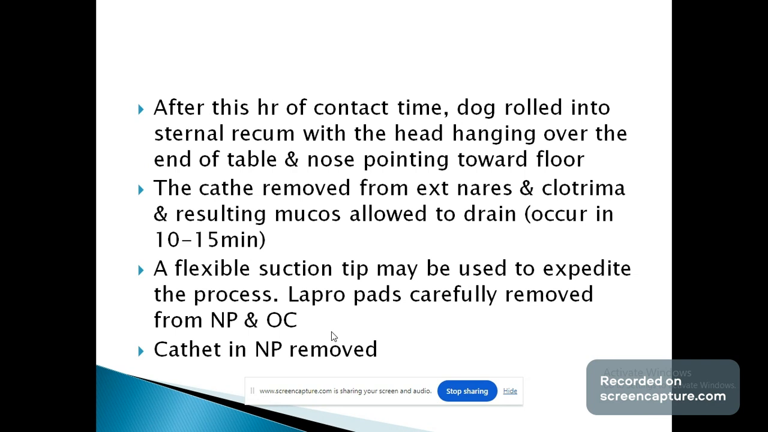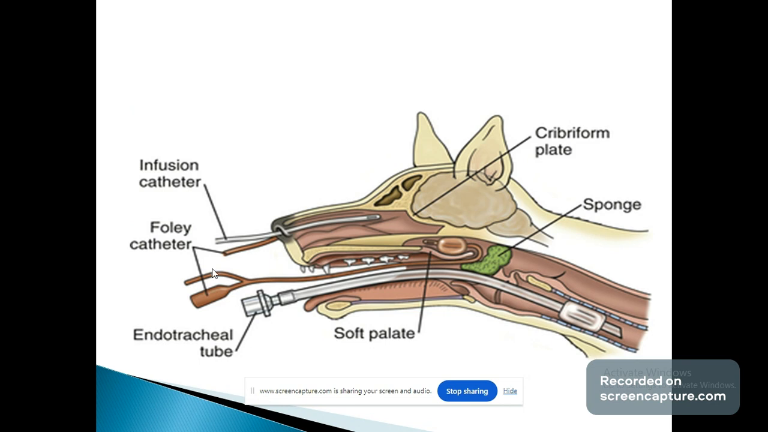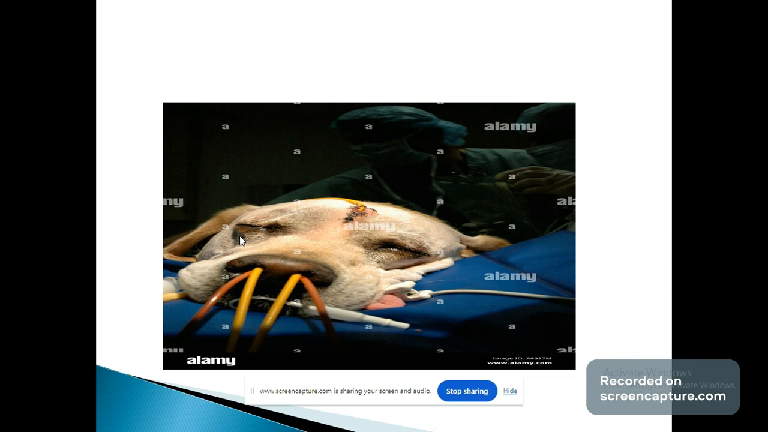The catheter is removed from the nares and the clotrimazole and resulting mucus are allowed to drain. Then the catheter in the nasopharynx should be removed. So this is the process. You pass a Foley from the oral cavity into the nasopharynx, the bulb is inflated at the junction of hard and soft palate, and another Foley is passed through the external nares and the bulb is inflated. Basically, you are blocking anterior and posterior openings so that the drug remains inside for a longer period. Then an infusion catheter or urinary catheter is passed and the drug is infused through this catheter. So this is the way.